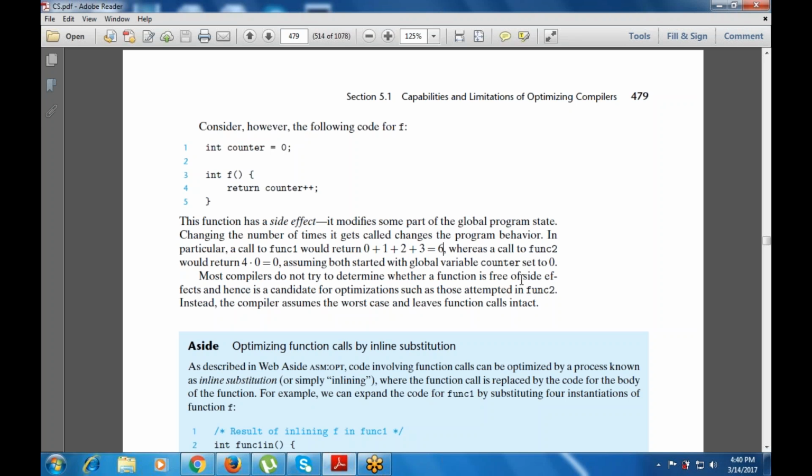So the first one gives the output as a 6, then the second one gives the output as a 0.